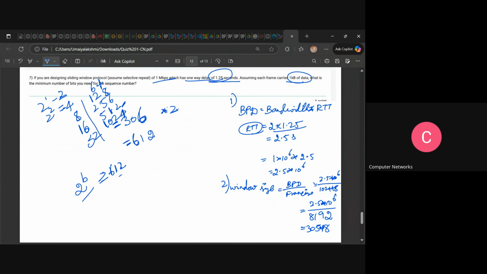So this is 5, this is 5, so it has to be 10. So the b value has to be 10. Is it clear, people? Yes. Because it has to be greater than 612, and I'm just taking more than 512, that is 1024.